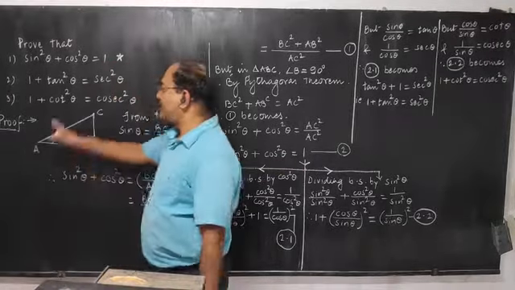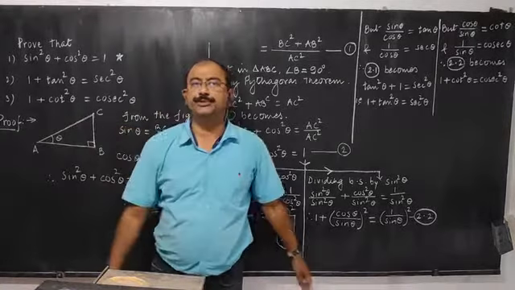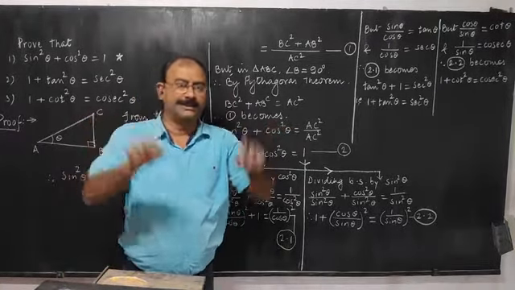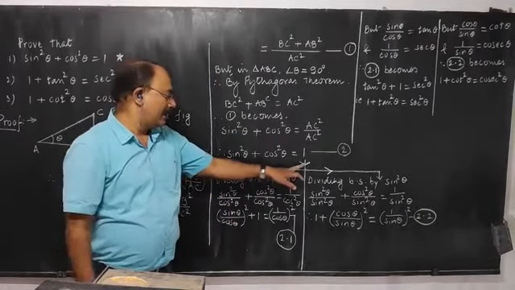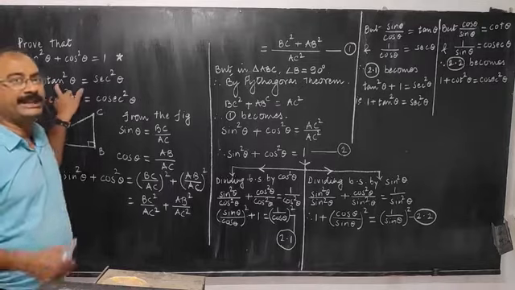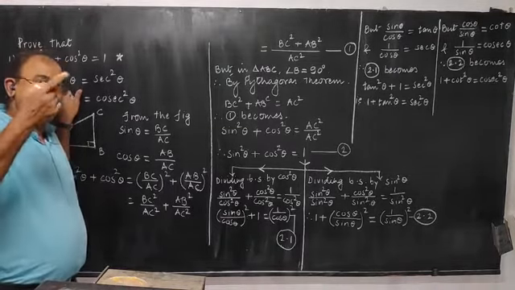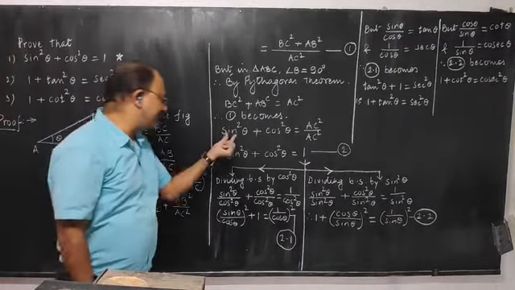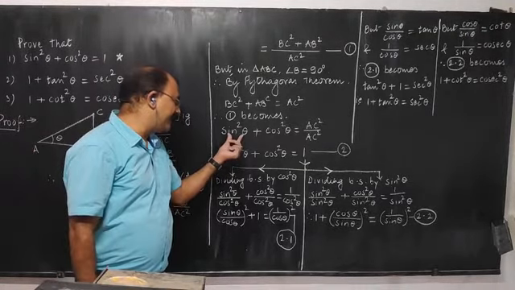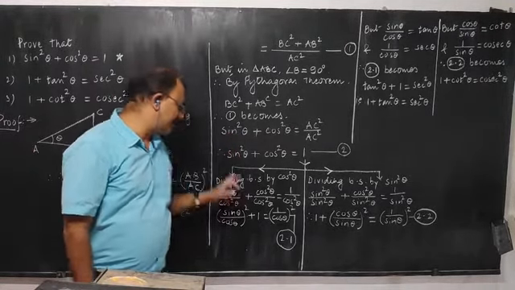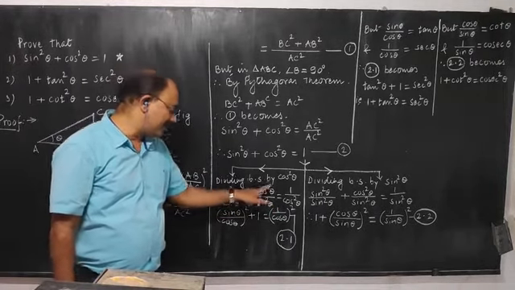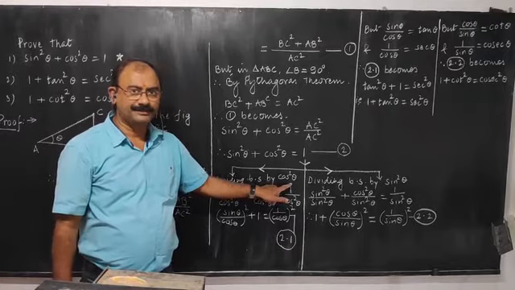Now, in order to prove these two results, you will have to follow two different paths. If you want this second result to be proved, that means you need tan theta, and we know that tan is equal to sin upon cos. So cos should come below sin. In order to get cos, we will divide this full equation by cos square theta. Here I have written, dividing both sides by cos square theta.